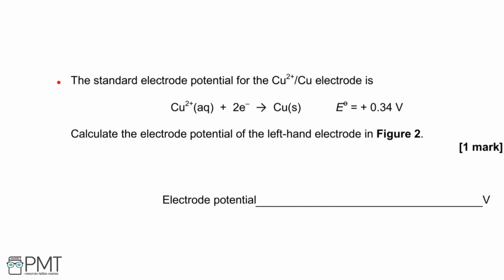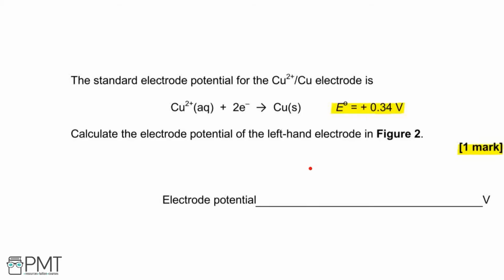The standard electrode potential for the copper 2+ copper electrode, which is represented by this reaction here, where we have a copper 2+ ion gaining 2 electrons to form solid metallic copper, is 0.34 volts. Calculate the electrode potential of the left-hand electrode in figure 2. This is worth 1 mark, which means all we need to do for that mark is just give our answer. There aren't going to be any working marks here.